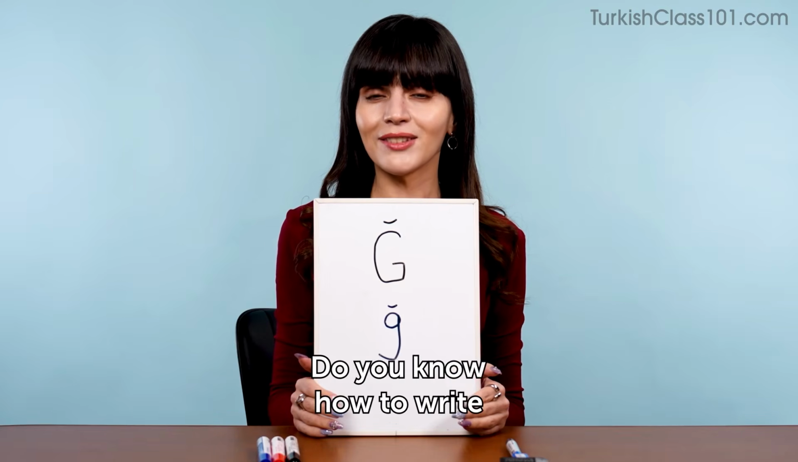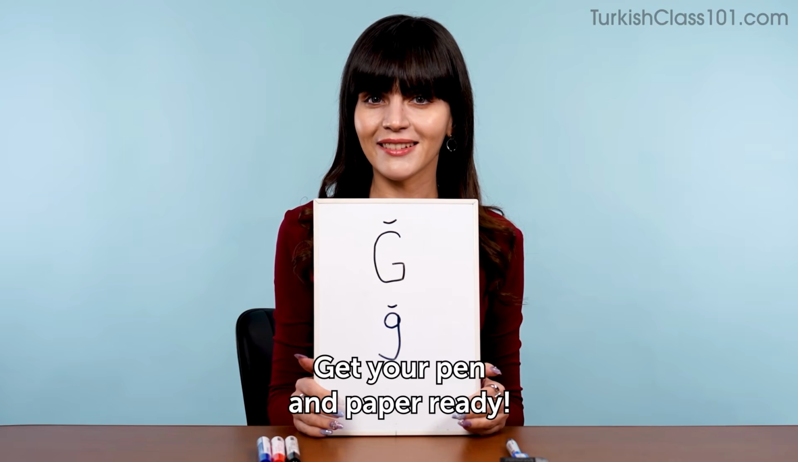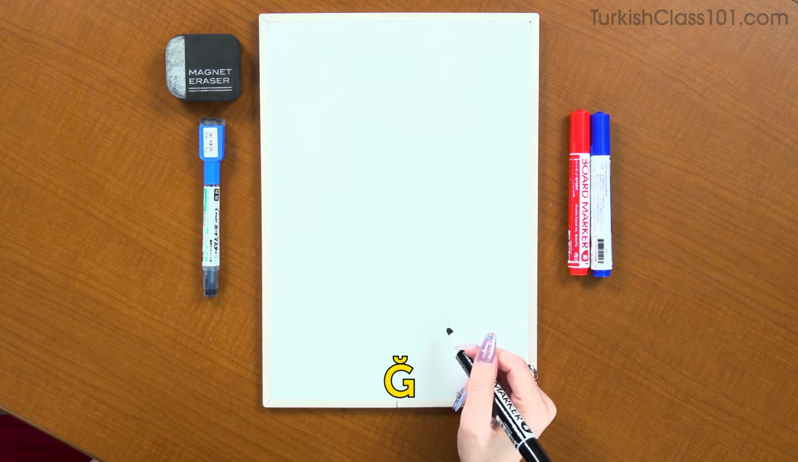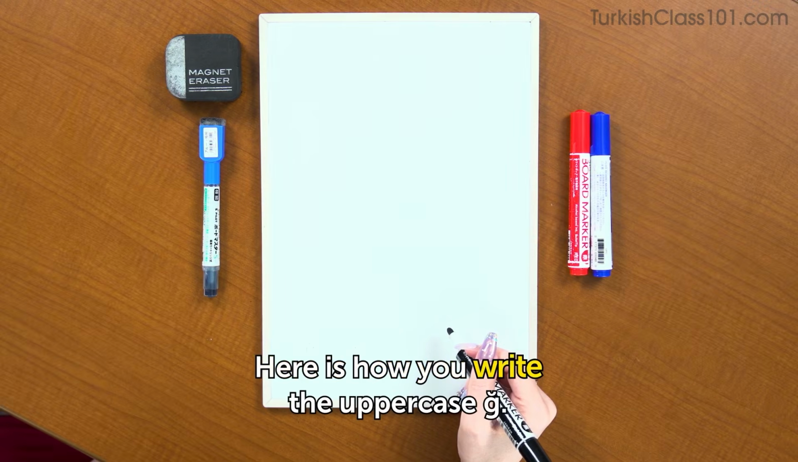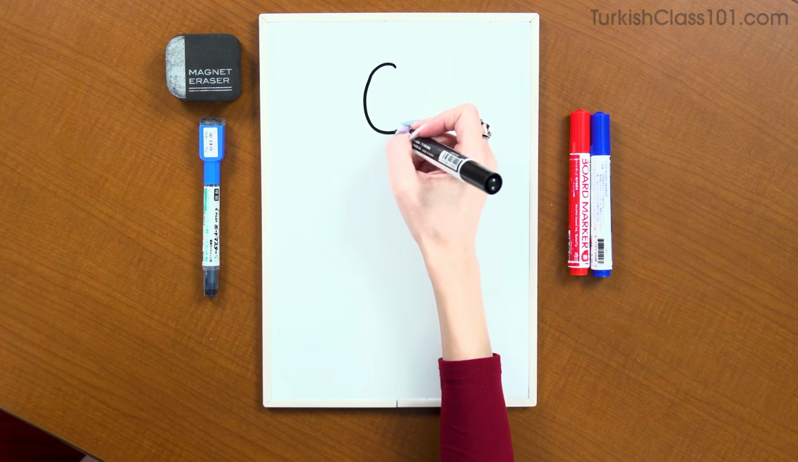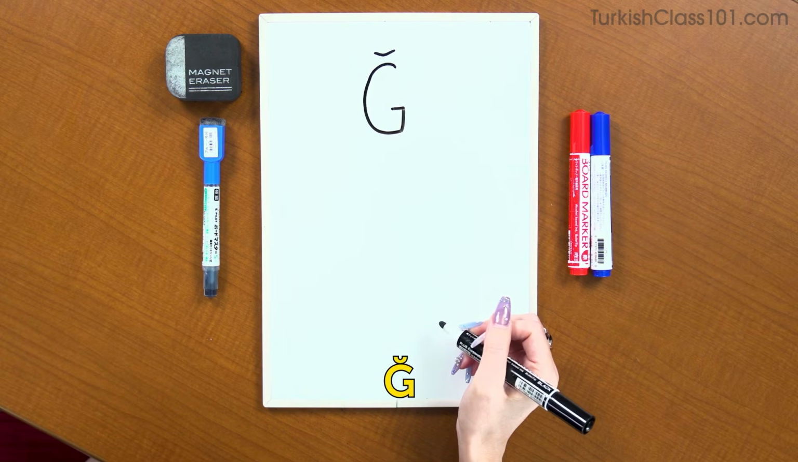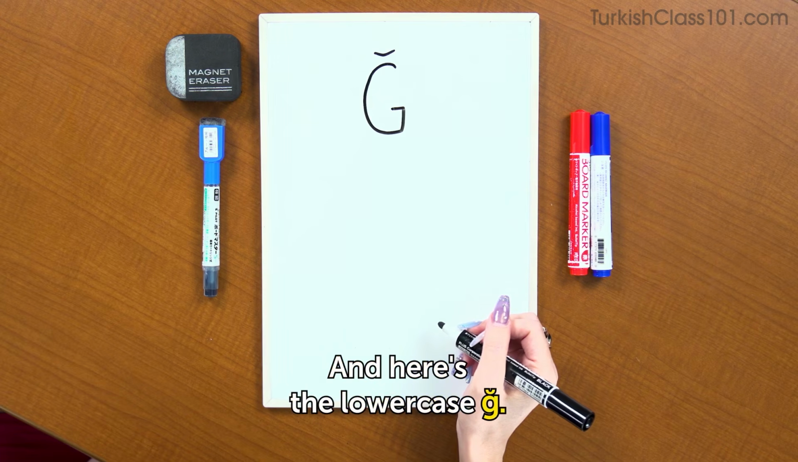Do you know how to write yumuşak G in Turkish? Get your pen and paper ready. Yumuşak G. Here's how you write the uppercase yumuşak G. And here's the lowercase yumuşak G.